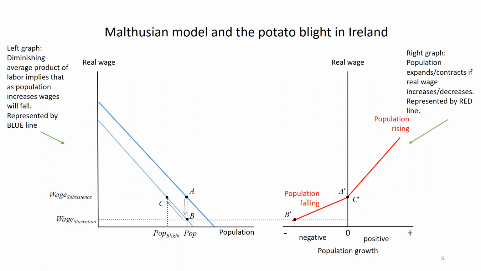And then we'll end up with a country that still has the same subsistence level of wages as it did before, but with a smaller population. So that's what the Malthusian model says is likely to happen when we have a decline in agricultural productivity like this in a sort of subsistence level agricultural society.